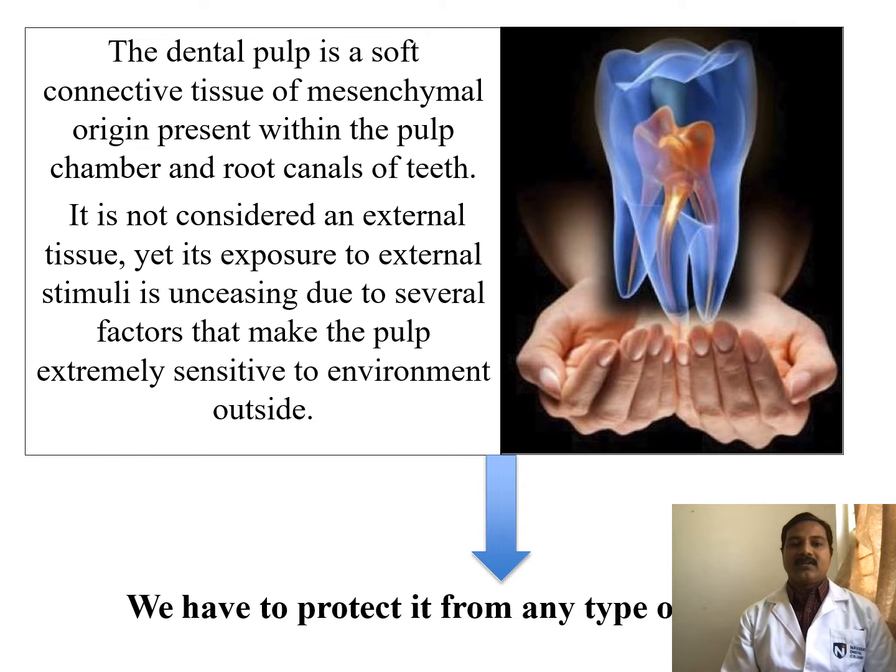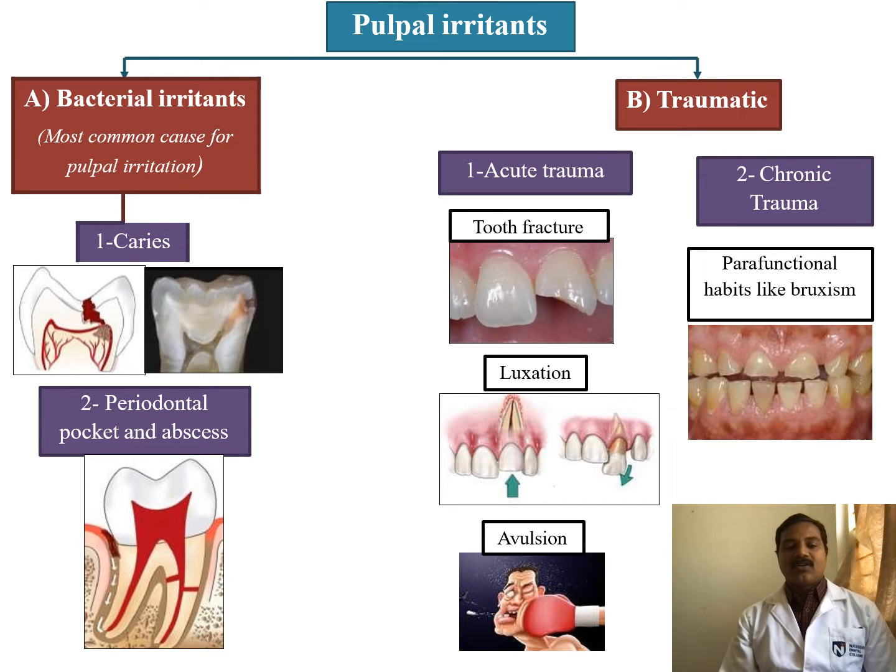So you are all aware that pulp is a soft connective tissue that is present in the roots or canals of teeth. Our main aim or objective here is to protect this pulp tissue from various irritants that are present to the pulp. What are these irritants that normally the pulp will encounter? One is bacterial irritants. These bacterial irritants you can get from dental caries. The common problem is dental caries.